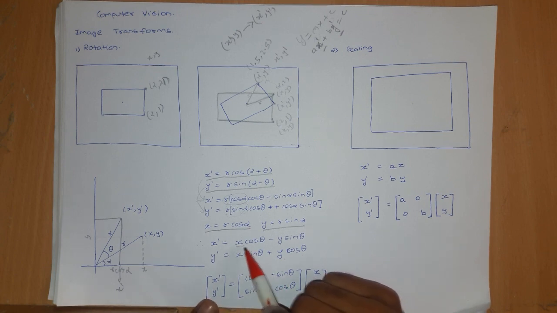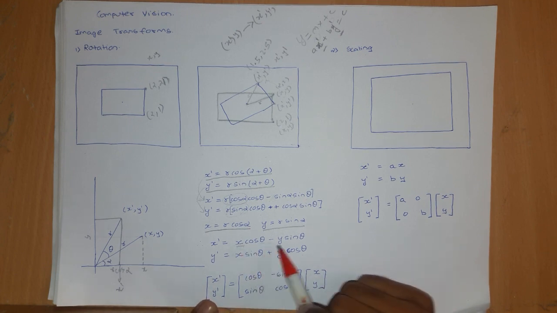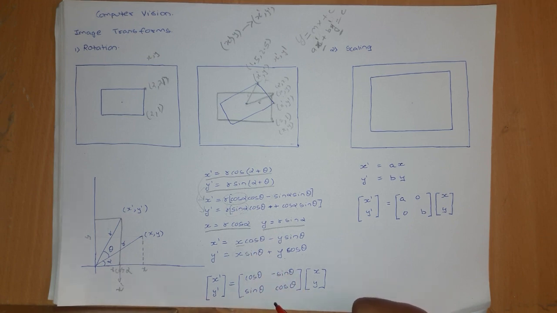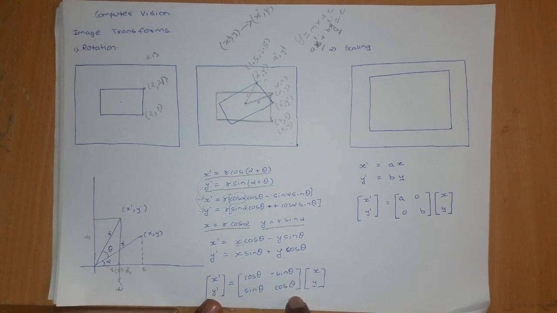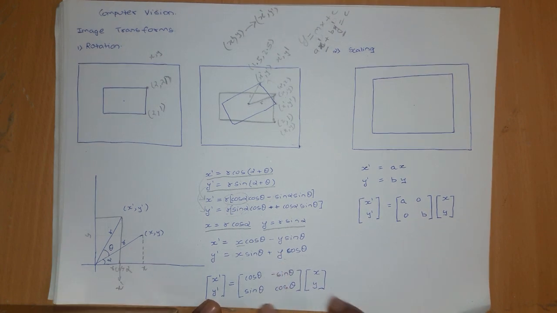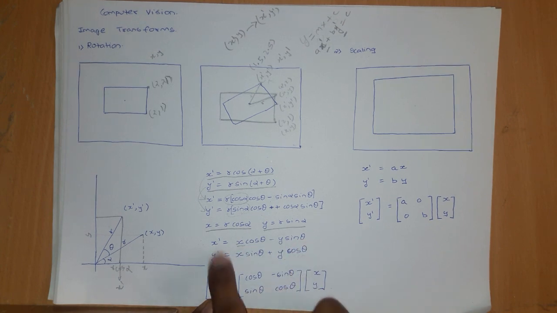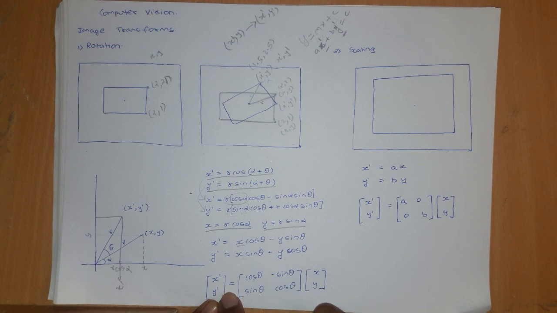So what I've done is just taken this x and y as a vector, and I have put these particular weights as a matrix, the weight matrix. You can see that if I multiply both of these, I get these equations back. So I have x cos minus y sine, which is equal to x dash, and similarly x sine plus y cos, which is equal to y dash.